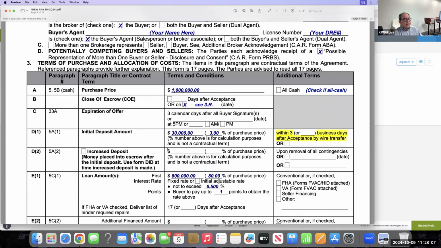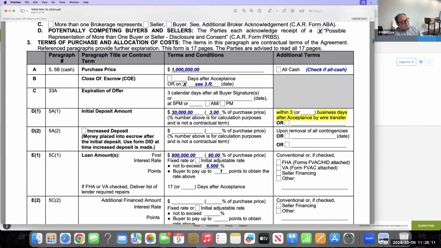All right. Increased deposit. Sometimes I've seen buyers say, I'm happy to even put more money than 3% in after I do my inspections or after I remove contingencies. So, that's something that might make your offer stand out. It's not common, but you can. All right, the loan amount.